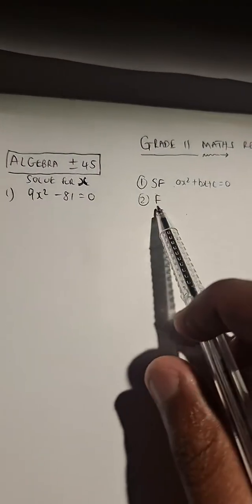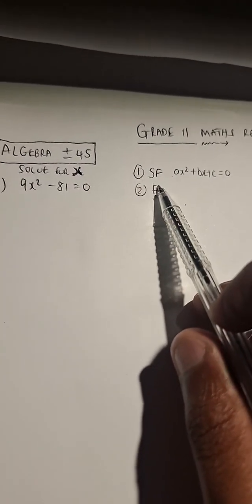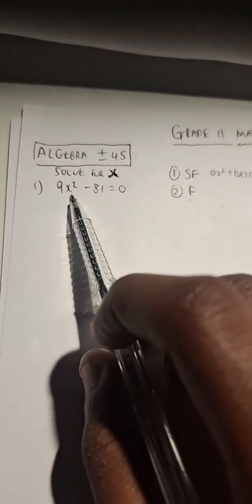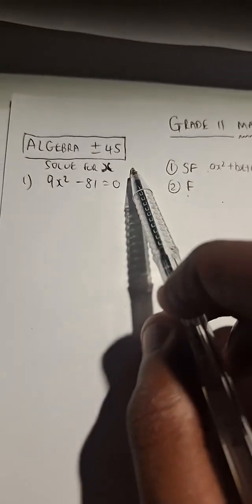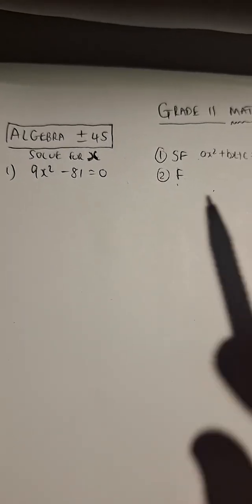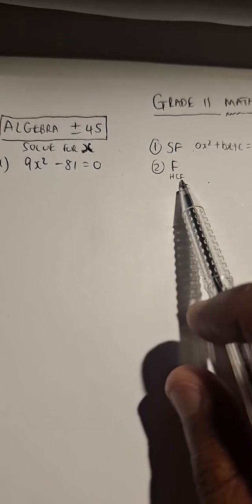Then 2, we need to do what? We need to f. Okay, please guys, this is not a swear word. We need to factorize. Okay? Now, if we look at this equation, it's an equation when it has an equal sign with a right-hand side, but 9x squared minus 81 is an expression. Okay, we can do what with it if we are going to factor? We can take out a highest common factor, which is what in this case?